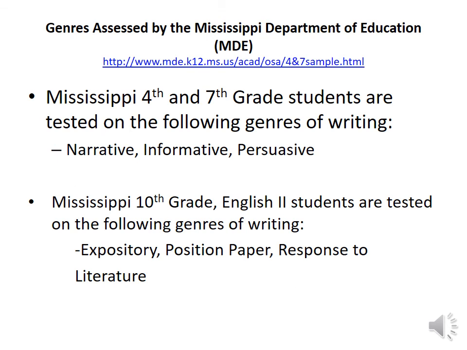The genres assessed by the Mississippi Department of Education are very similar to the NAEP genres, and it would be very beneficial to actually make a direct comparison for the grade level that you teach between your state frameworks and the NAEP assessment. In Mississippi, students in grades 4 and 7 are tested on narrative writing, informative writing, and persuasive writing. In the 10th grade, English 2 students are tested on expository, a position paper, and response to literature.